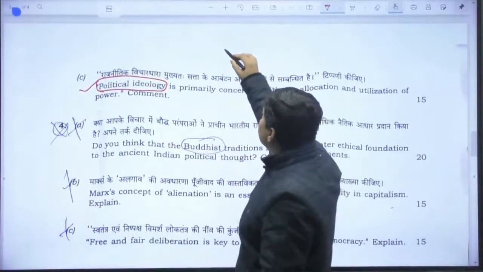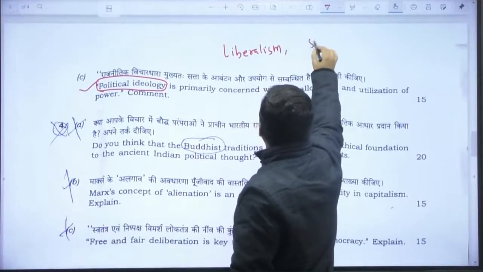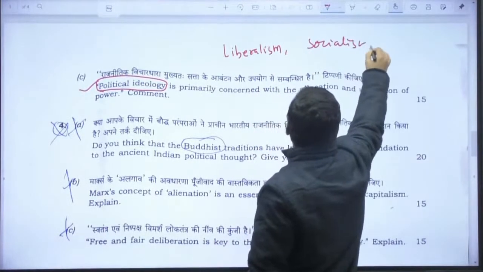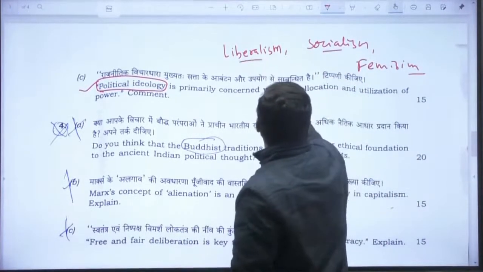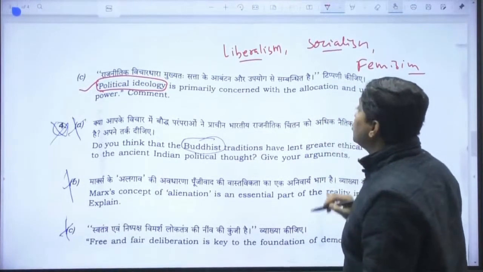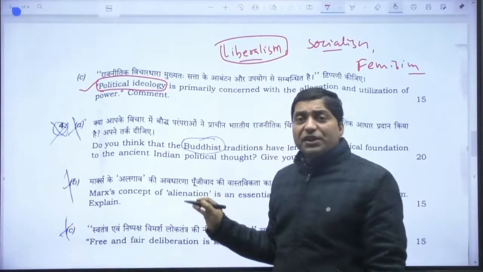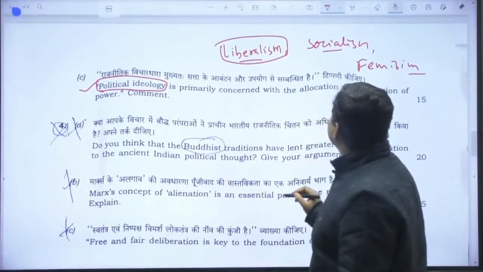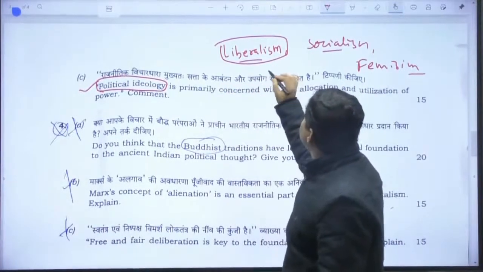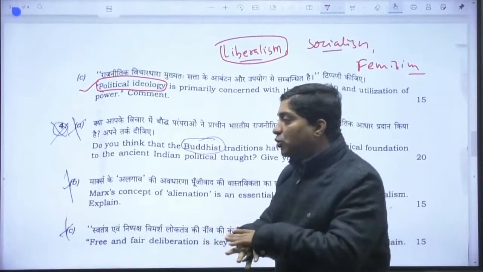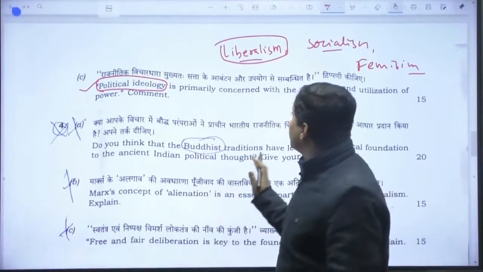like meta-political ideologies such as liberalism, socialism, and feminism. These are concerned with allocation and utilization of power. If you talk about liberalism, it talks about the freedom of the individual, and what Marx talks about, capitalist exploitation. So liberalism also gives equality and rights, basically rights and freedom, to the individual.